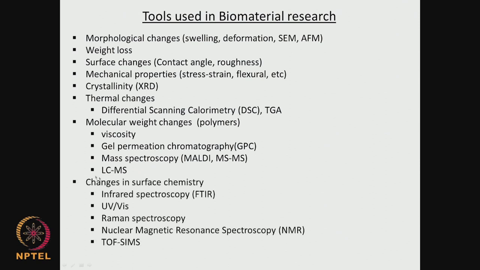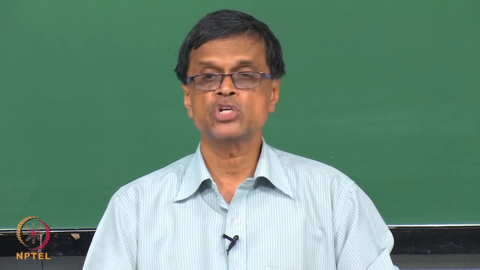Then we can look at a lot of changes in surface chemistry. This is a chemical approach, because as the material is inside the body, it may get hydrolyzed, it may get reduced, it may get oxidized, it may get attacked by reactive oxygen species. So there could be a lot of new functional groups created, and old functional groups might have disappeared. Okay, so I would like to understand that.